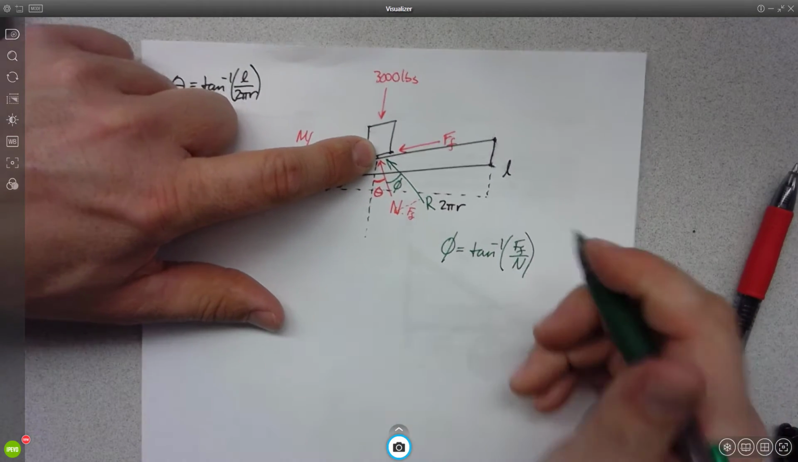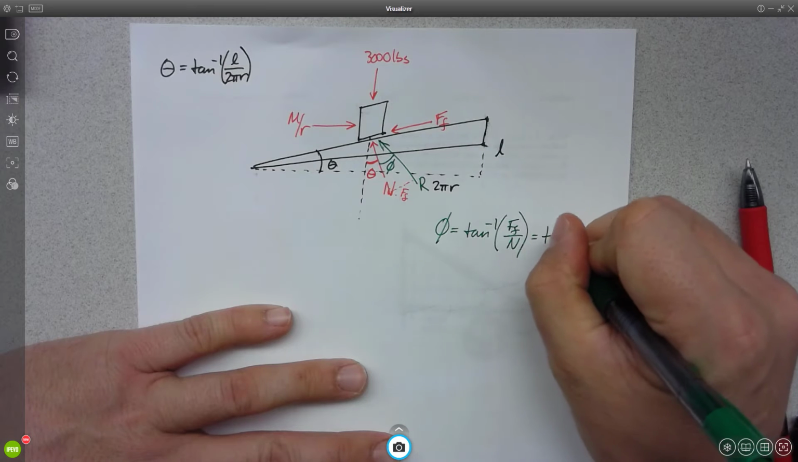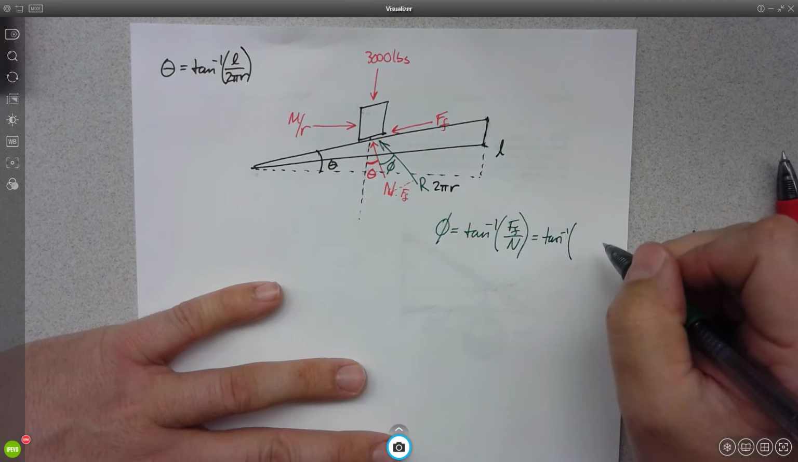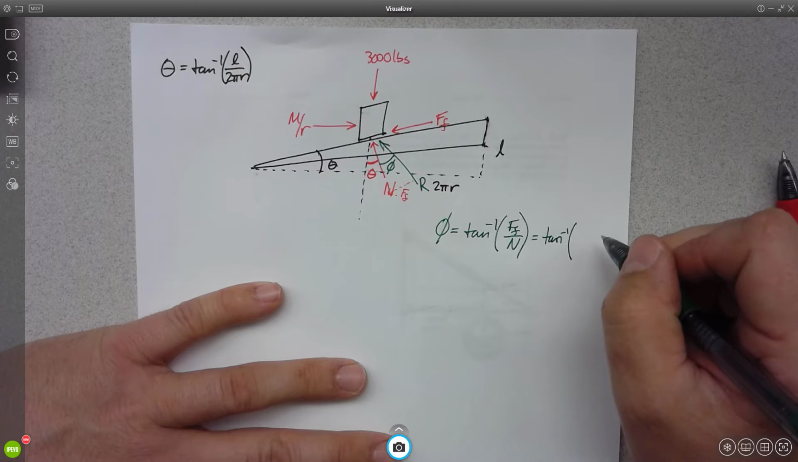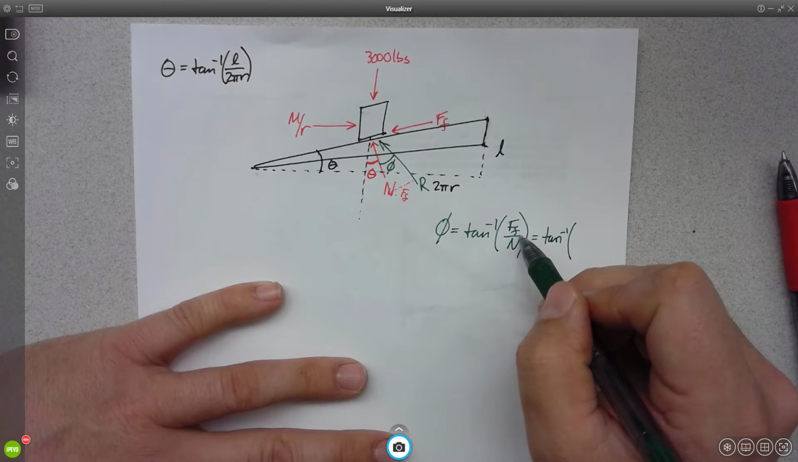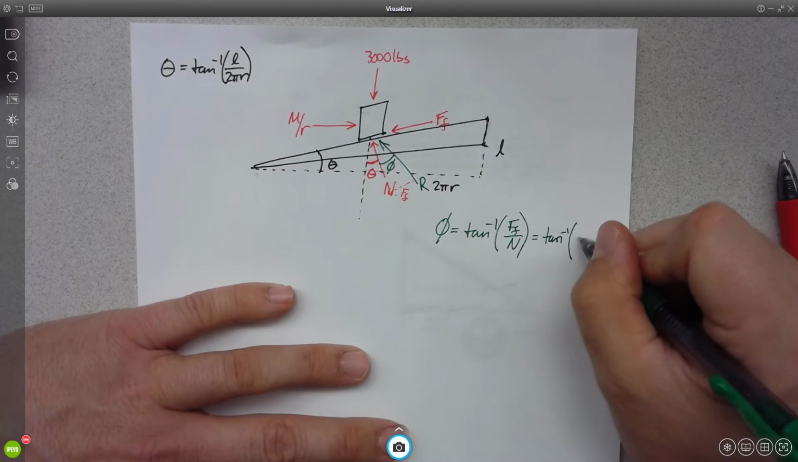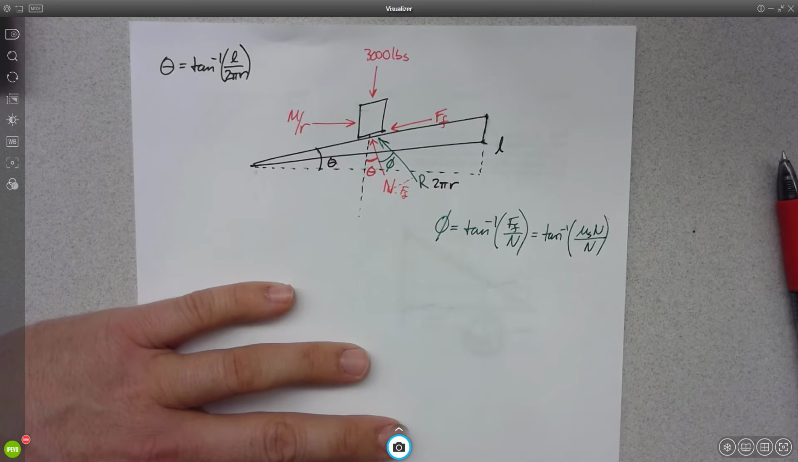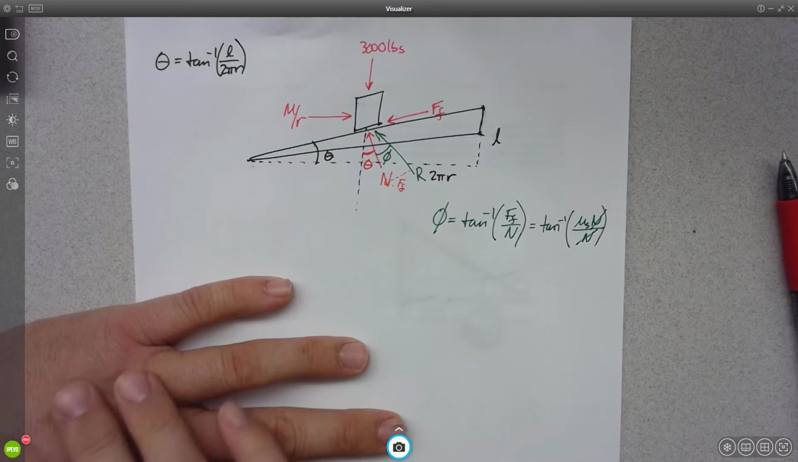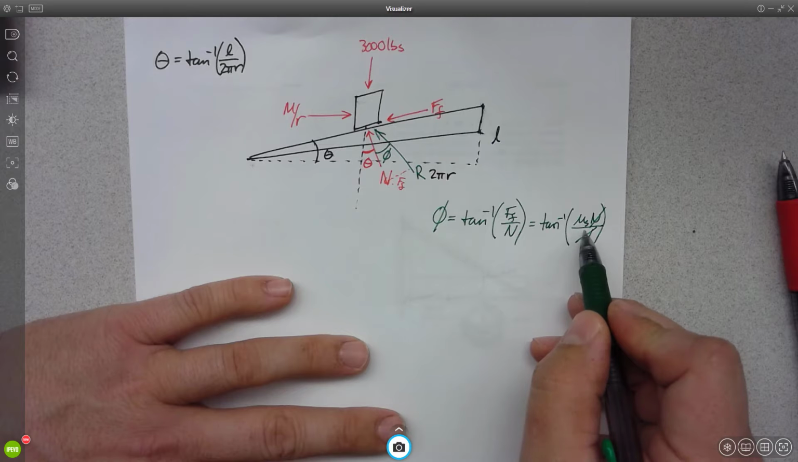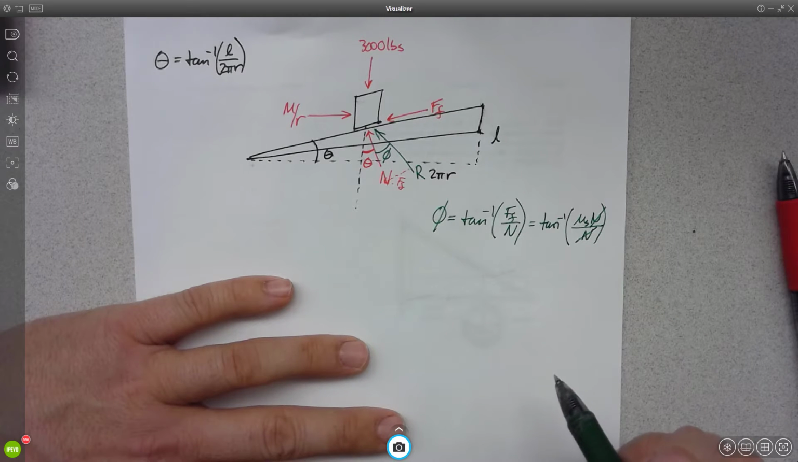But recall, what is the force of friction when we're about to cause motion to happen? The force of friction when slipping is about to occur: mu static times normal, right? Good job. Hey, wait a second. These guys cancel, and phi becomes just the inverse tangent of mu static. Okay?